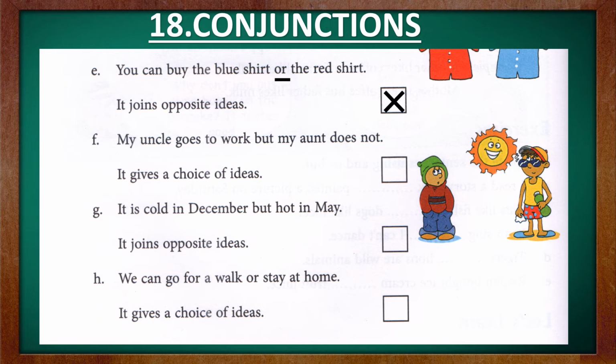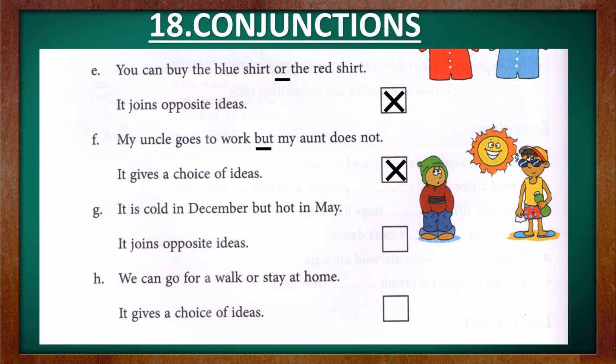So we cross. F. My uncle goes to work but my aunt does not. "But" is the conjunction. It gives a choice of ideas. No, it does not give choice of ideas. It joins opposite ideas. That uncle goes to work and aunt doesn't go to work. Both are opposite. So we write cross.